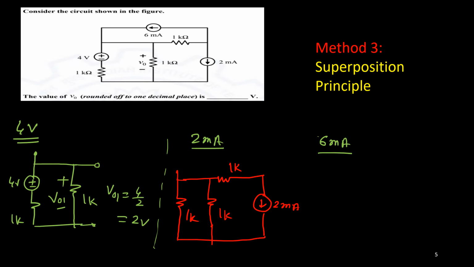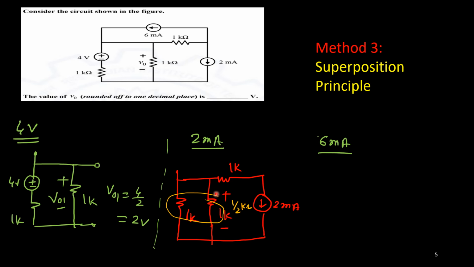So what is the potential across this one? That we need to find out. So what we can do, we can combine these two together. These two in parallel, 1K and 1K, will simply be half of 1K. So the equivalent resistance is half kilo ohm, right? Now this current of 2 milliampere is passing through this path.